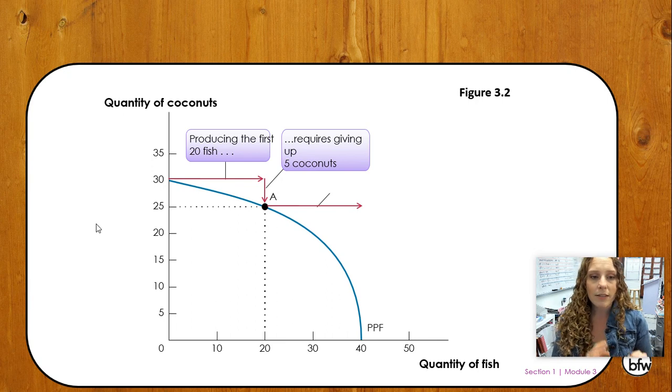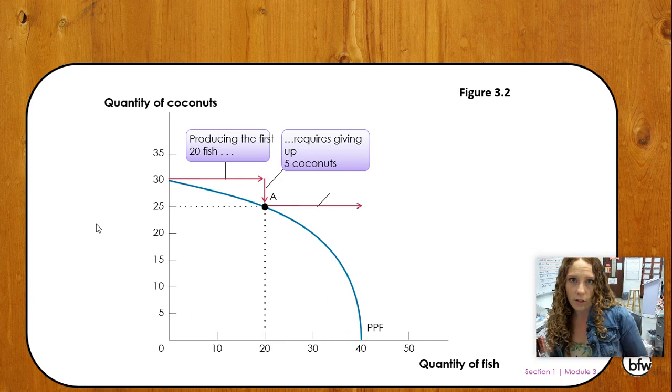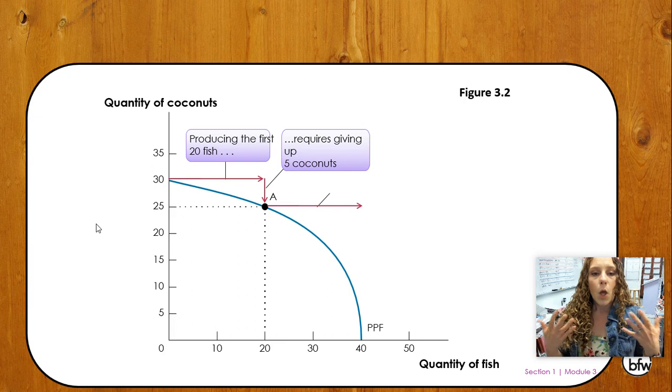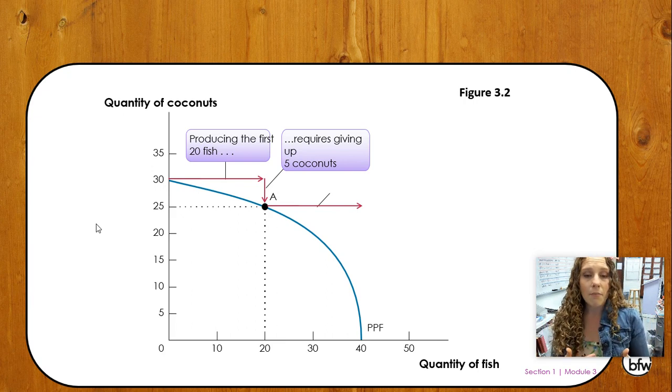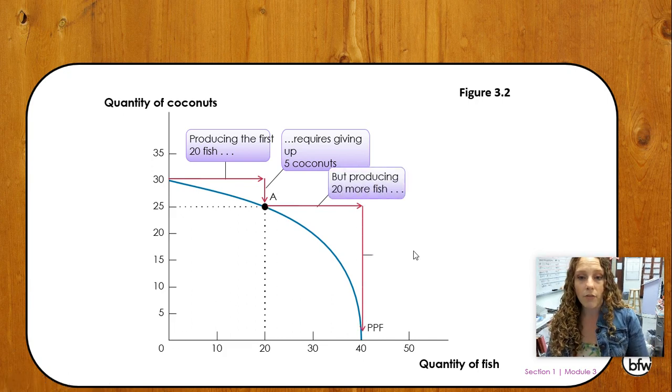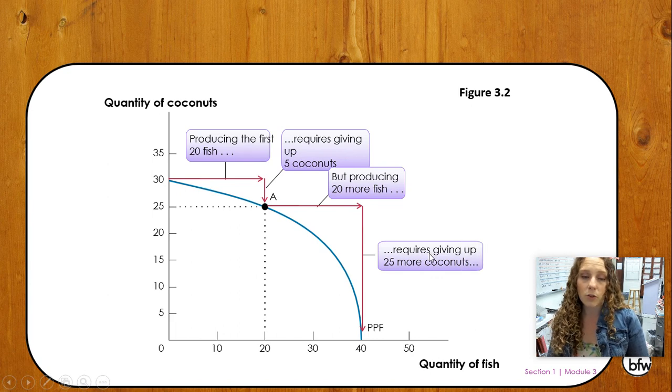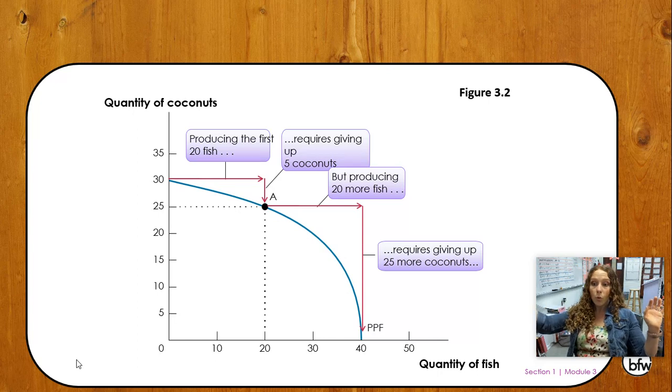PPC. Now let's say we want to move, we're going to produce another 20 fish. Okay, we want another 20 fish. Because it's bowed out like this, that means that the opportunity cost of that is not going to be another 5 coconuts. It's going to be way more than that. Let's take a look. So if I want to go from, I was producing 20, now I want to go to 40. All right. Well, that's going to mean that I can't produce any coconuts. So I've gone from producing 25 to none. So that means I had to give up 25 coconuts. So if I produce the next 20, that means 25 coconuts. So the first 20 fish that I produced cost me 5 coconuts. The next 20 was 25.